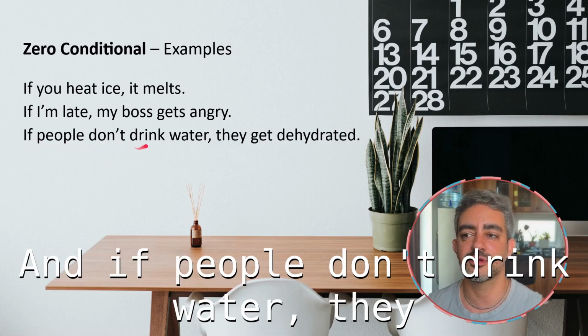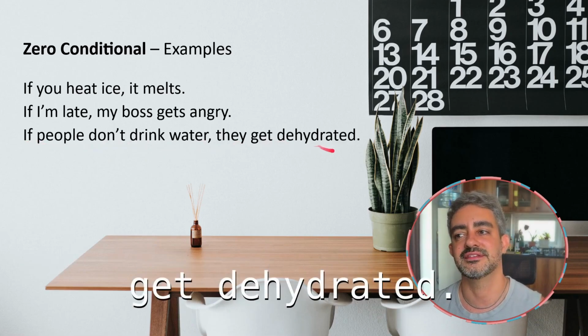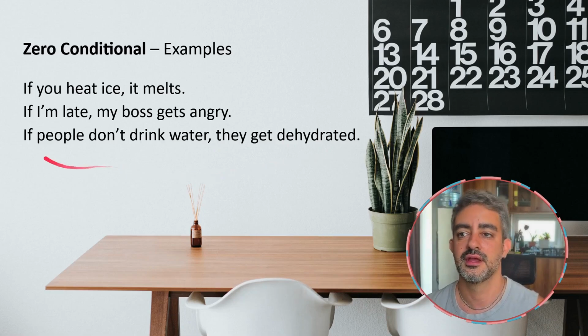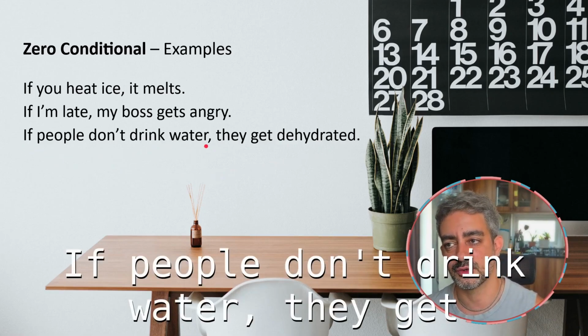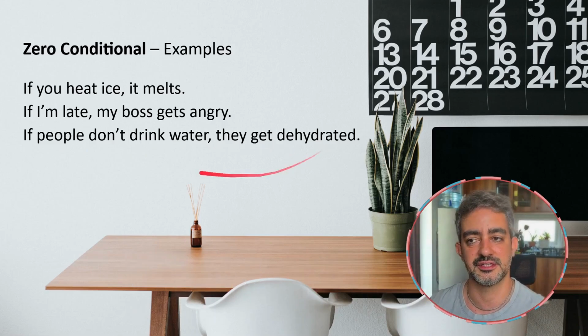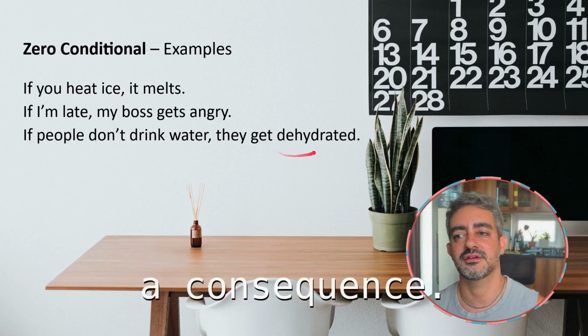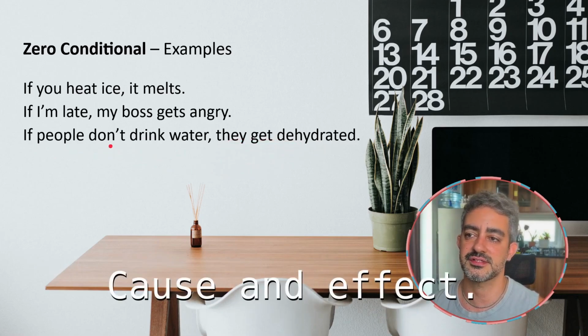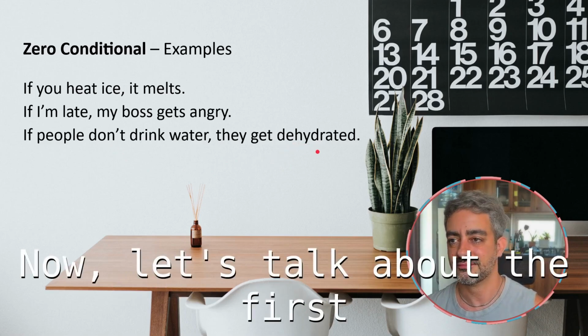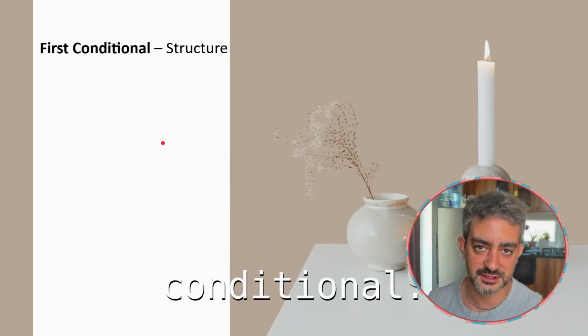And if people don't drink water, they get dehydrated. All right, if people don't drink water, they get dehydrated. You can see how there's a situation and a consequence. Okay, cause and effect. Now let's talk about the first conditional.